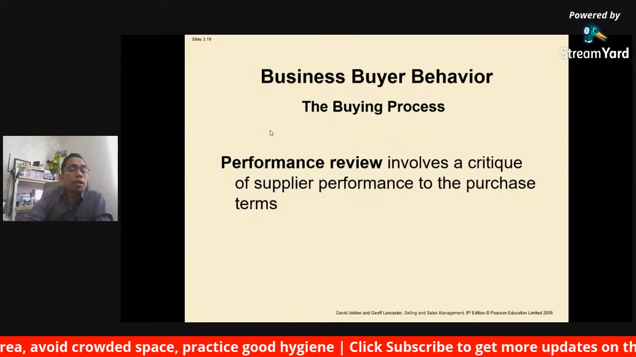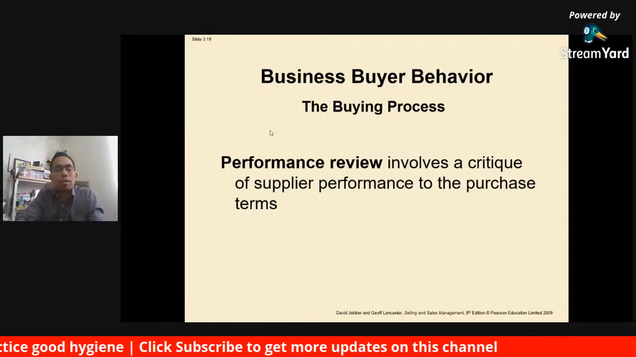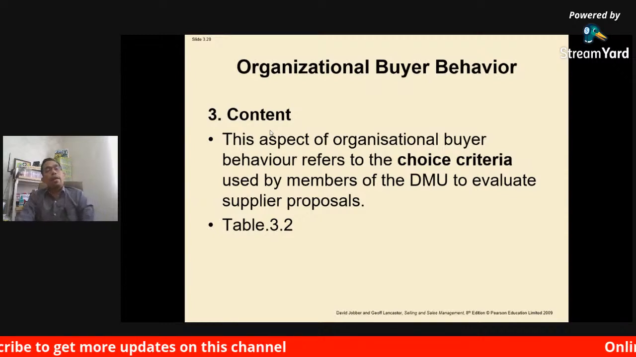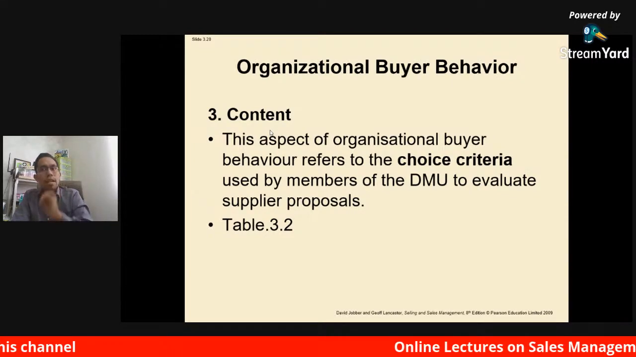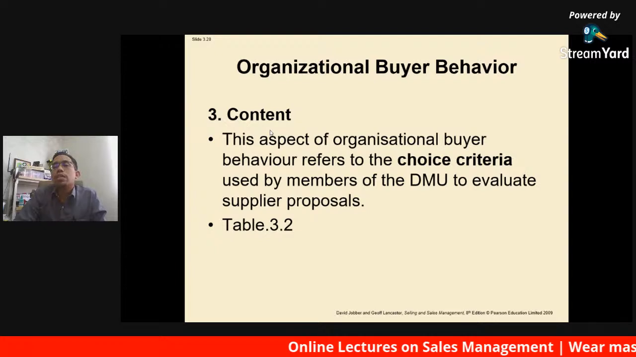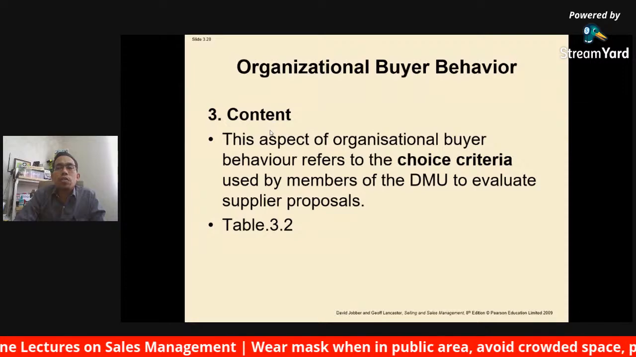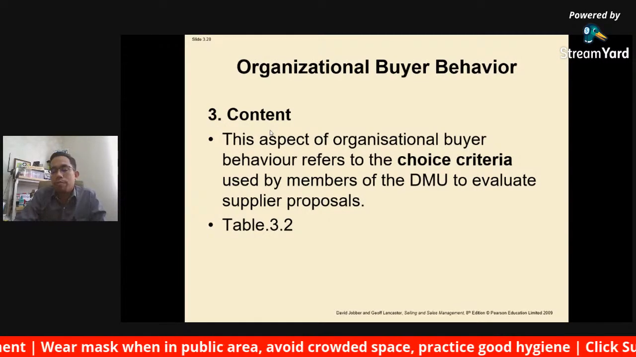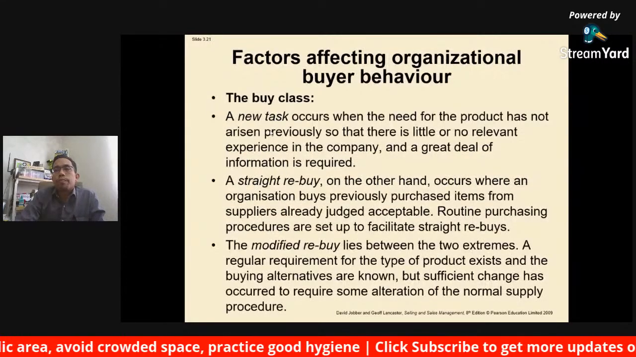After you reach an agreement, we call it the contract. Normally we do review. Okay. That was two elements. The third element, which is content. This aspect of organizational buyer refers to the choice criteria used by the members of the decision making unit, which we have already mentioned before, to evaluate supplier proposals.